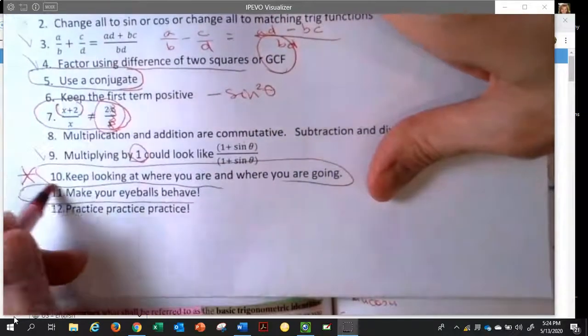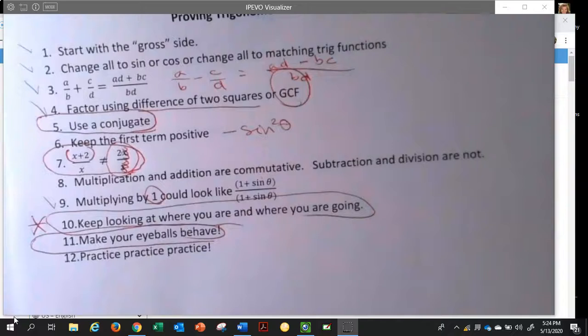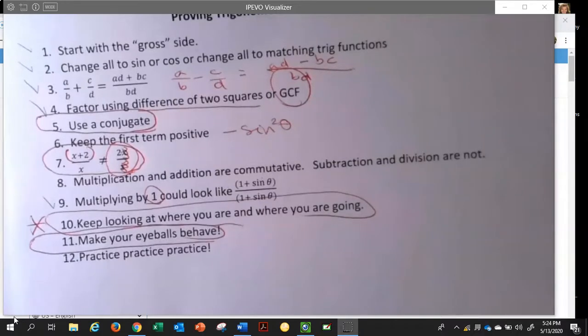And this is also one of my favorites. Make your eyeballs behave, because sometimes our brains want to mess up, change up, just kind of do weird stuff with math rules, but I call it making my eyeballs behave. Make my eyes do step by step by step and not go all crazy and go, oh, well, it's this. And wait, make sure that this is worth this, which is worth this.